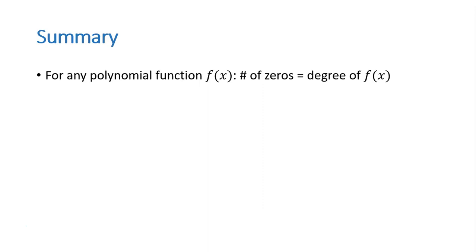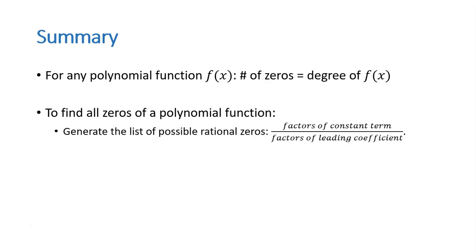So let's summarize everything we learned in this video. We learned that for any polynomial function f of x, the number of zeros is going to be equal to the degree of f of x. So whatever our highest exponent is in the problem, if we're looking for zeros for that particular polynomial in order to graph, we're going to have the same number as the highest exponent in the polynomial. In order to find all our zeros, first thing we do is generate the list of possible rational zeros. That's going to be factors of the constant term, the number added or subtracted at the end, divided by factors of the leading coefficient, which is the number in front of the term with the highest exponent.